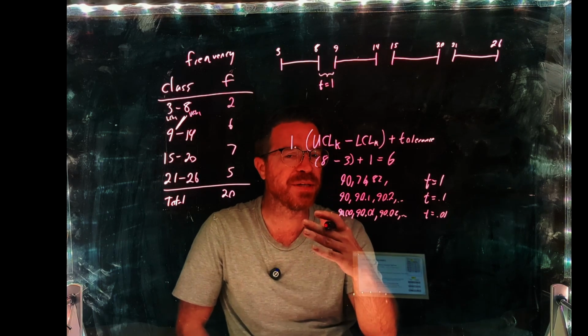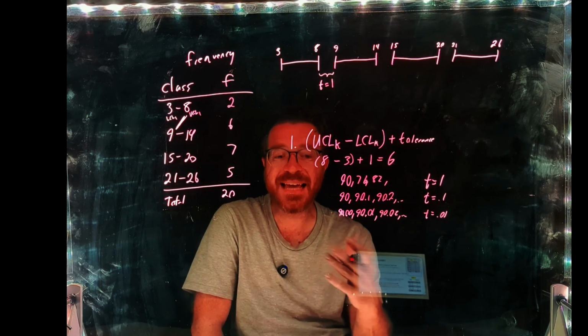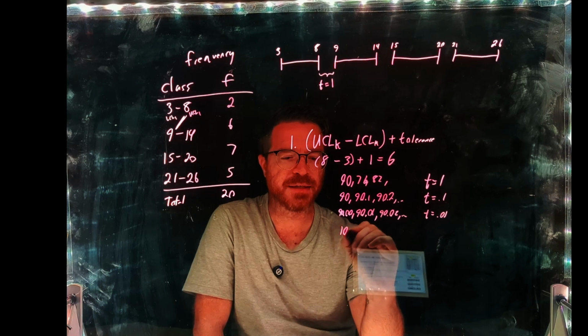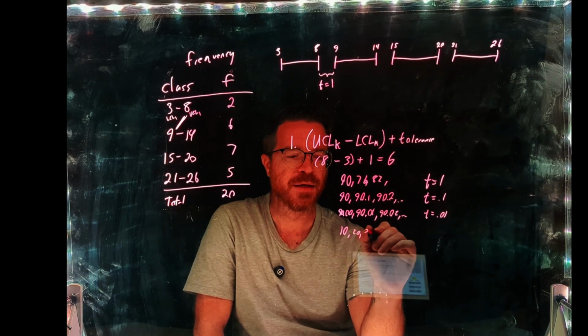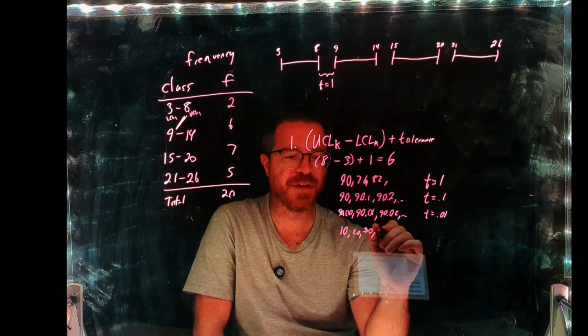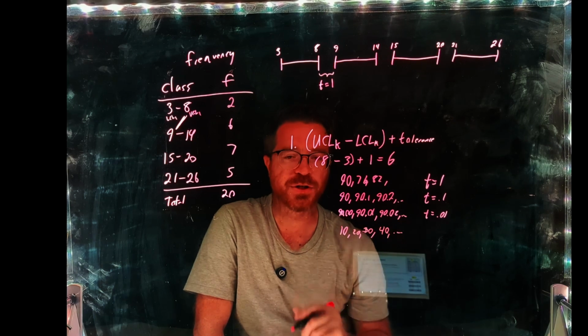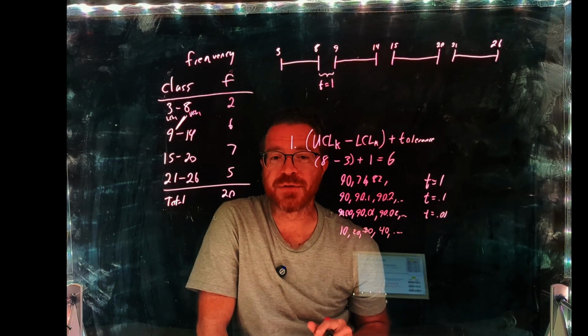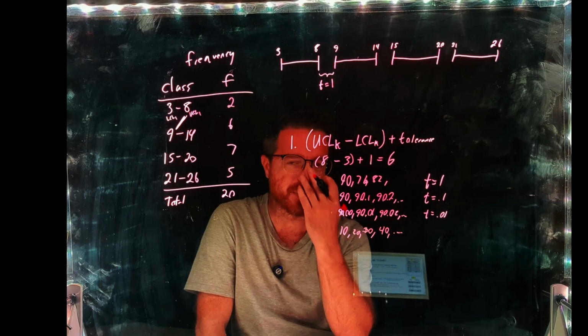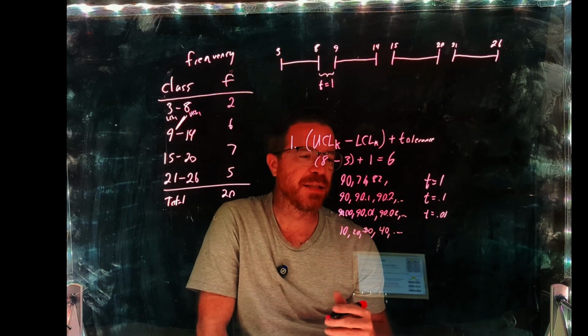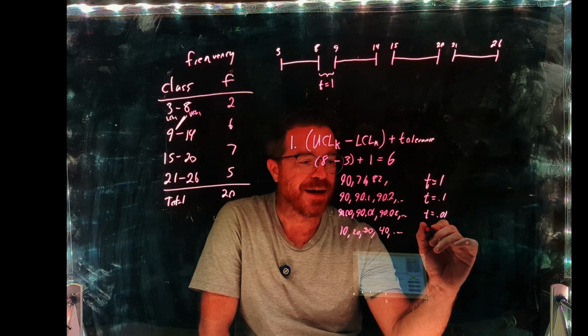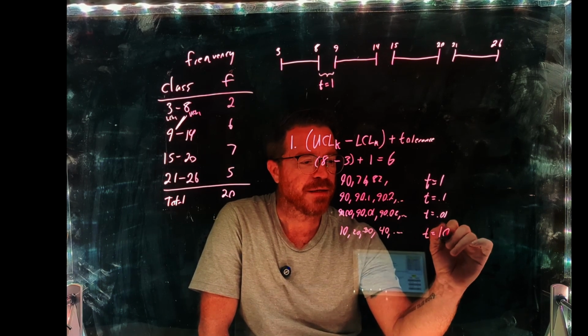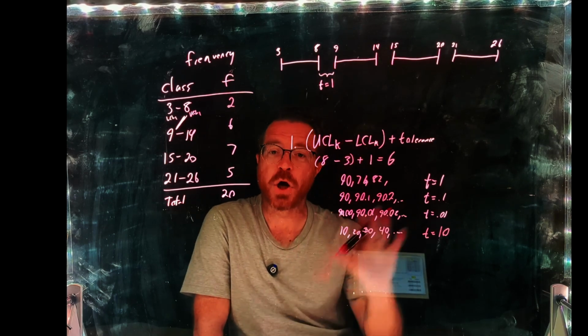If my data points can only be in terms of tens, so maybe it's something like 10, 20, 30. These are just possible values, by the way. 40, so on and so forth. If there's only a difference of 10, meaning I don't have any values between, maybe I'm rounding something like this, then in this case, the tolerance would be 10. So your tolerance will be based on the actual data.